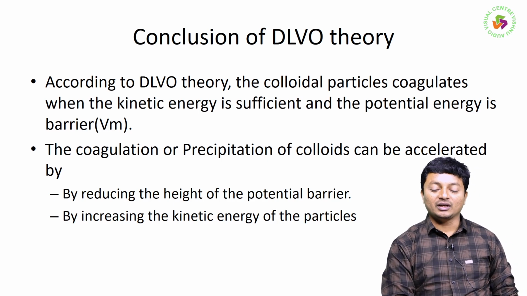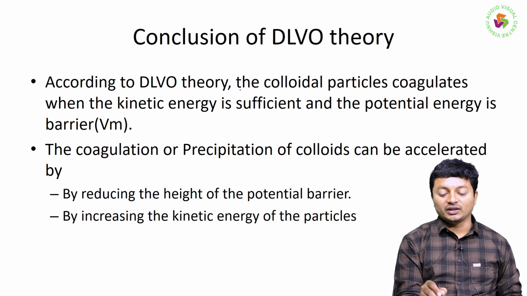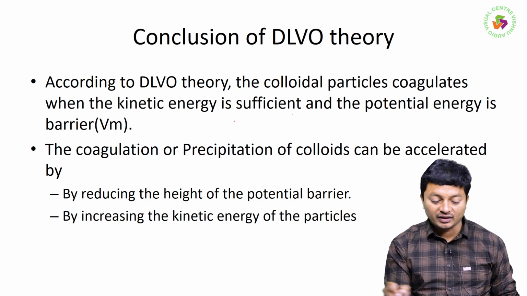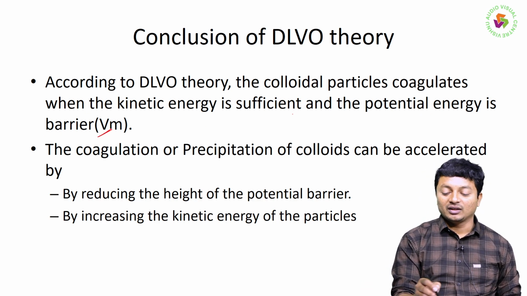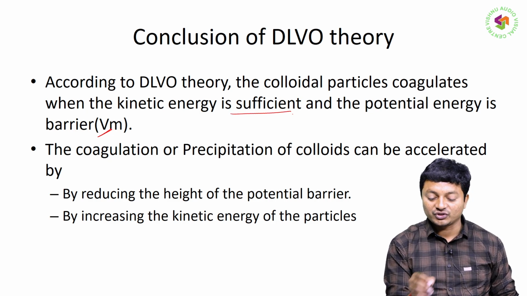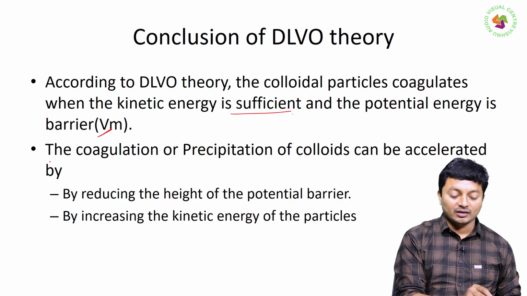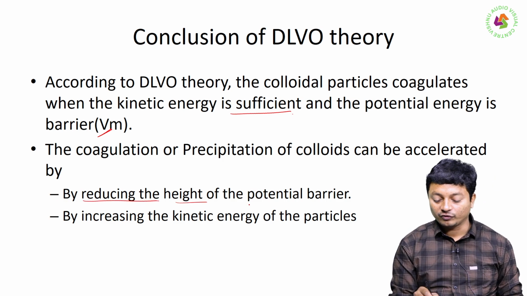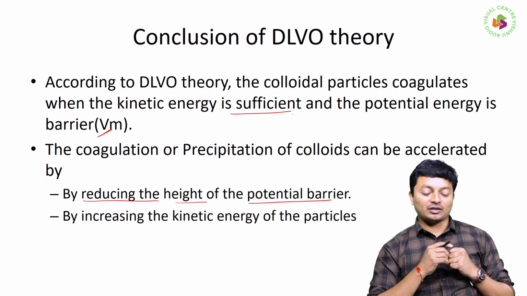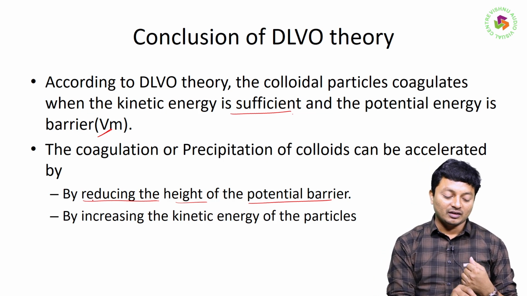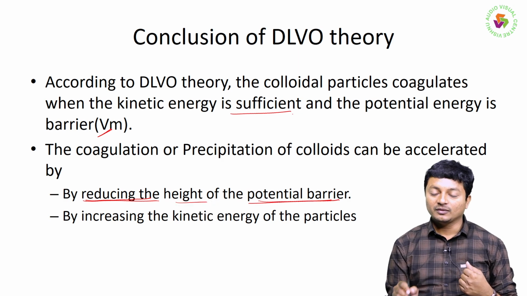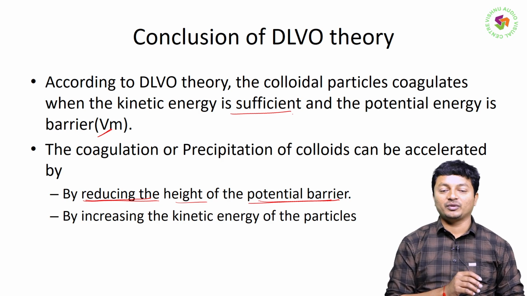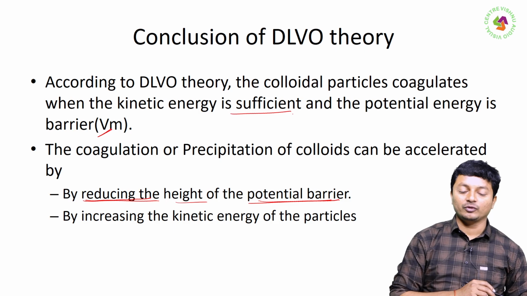So, to conclude the DLVO theory, according to DLVO theory, the colloidal particles coagulate when the kinetic energy is sufficient and the potential energy is a barrier, Vm. The coagulation or the precipitation of colloids can be accelerated by reducing the height of the potential barrier. So how can we avoid the precipitation of the colloids? By increasing the height of the potential barrier, and another thing here is by increasing the kinetic energy of the particle. This will be the conclusion of the DLVO theory.